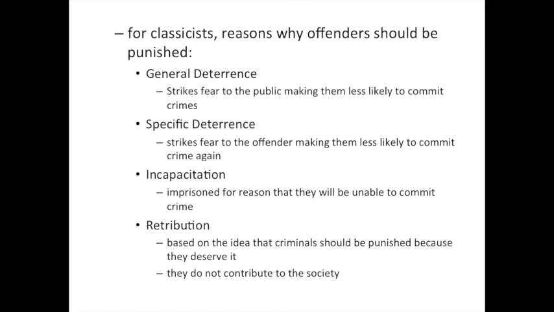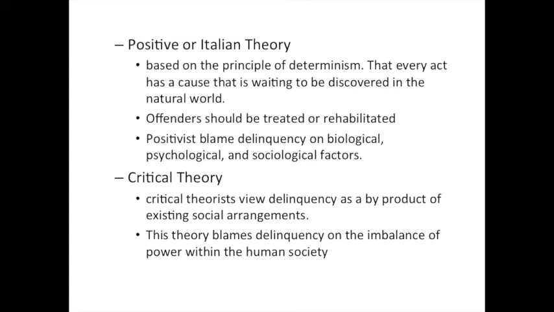For classicist. So, next is positive or Italian theory. Based on the principle of determinism, which means that every act has a cause that is waiting to be discovered in the natural world. Offenders should be treated or rehabilitated. Positivists blame delinquency on biological, psychological, and sociological factors. Now, this theory is opposite to the classical theory.